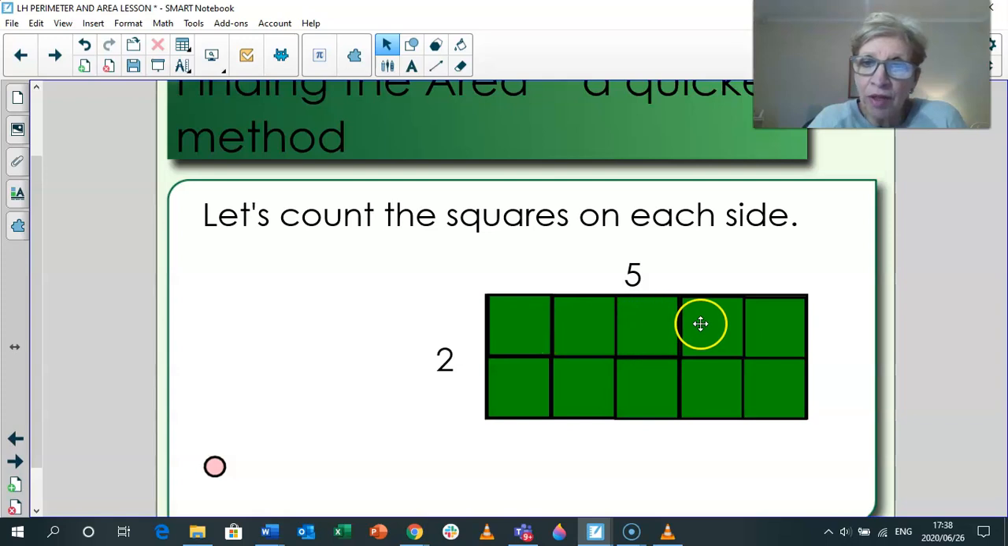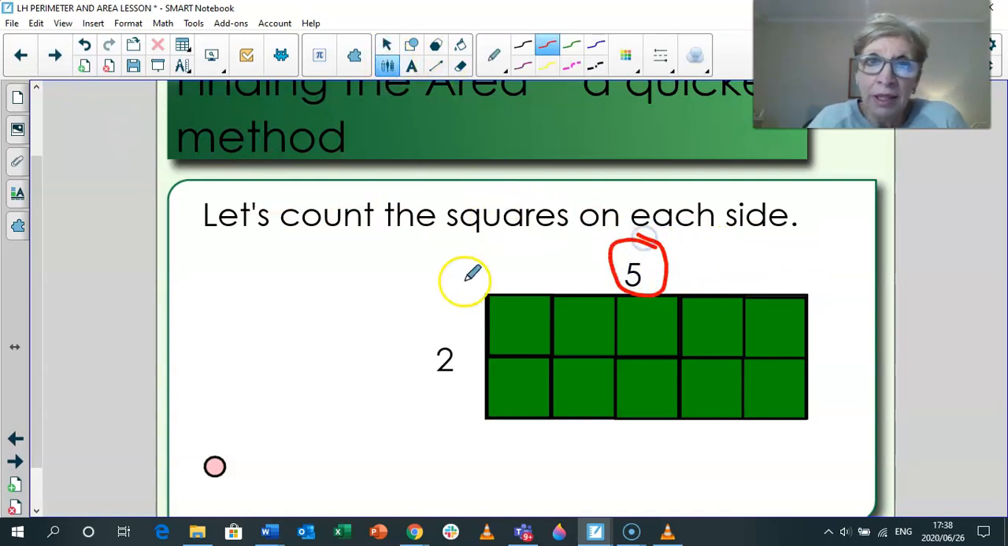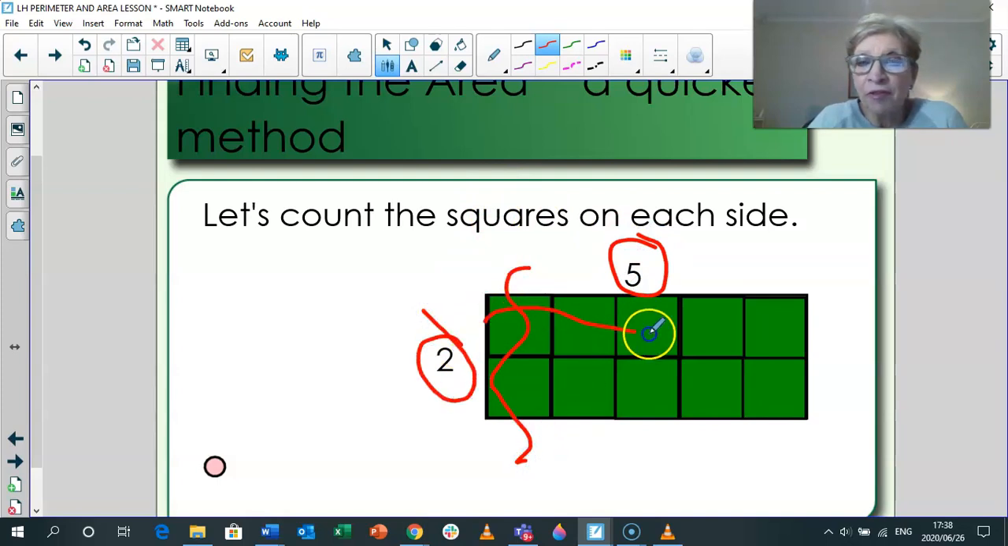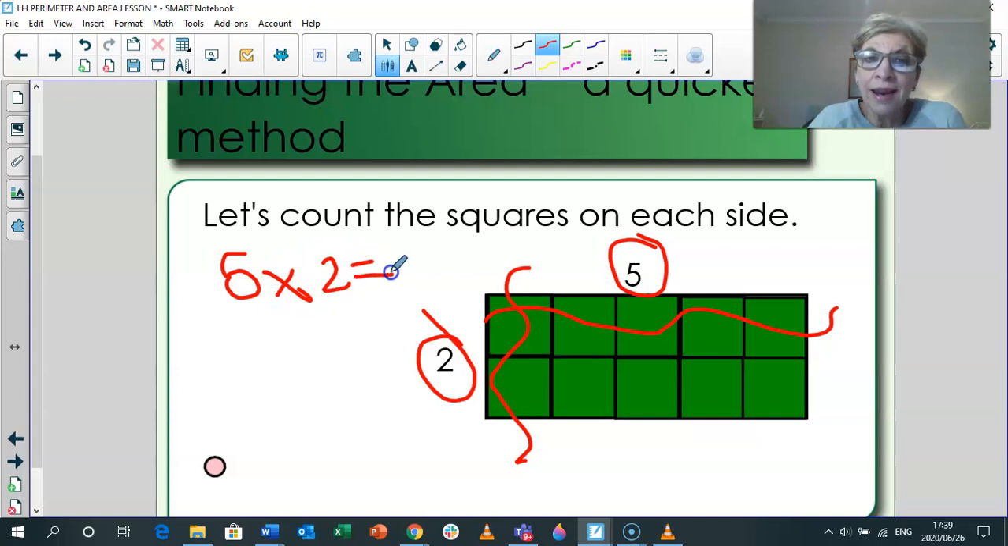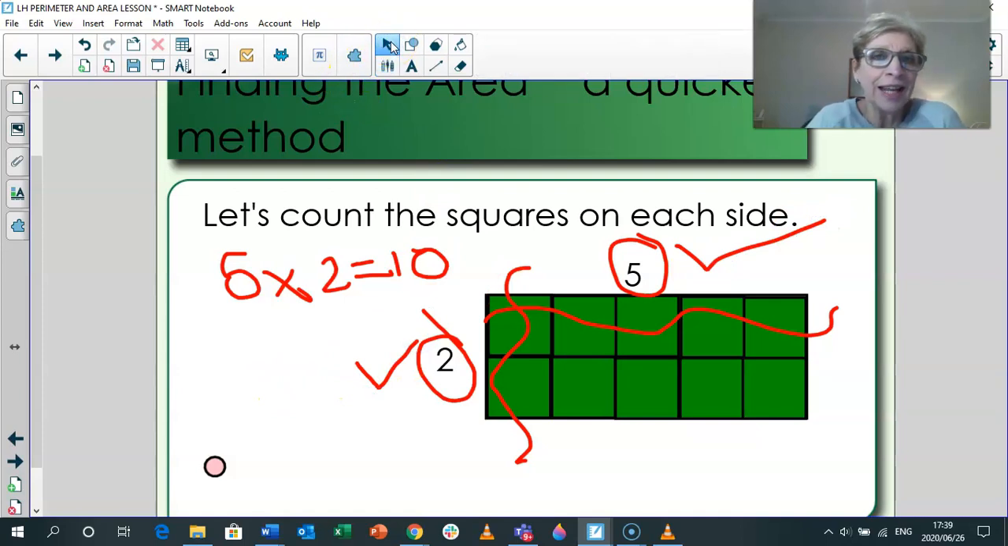We know that there are 10 altogether because it's pretty much the same as the one we did before. There are 5 squares here, and 2 squares in this column, but 5 in that column. So 5 times 2 equals 10. So a quick way of finding area is to multiply the length of one side by the width of the other side. Okay, getting the idea?